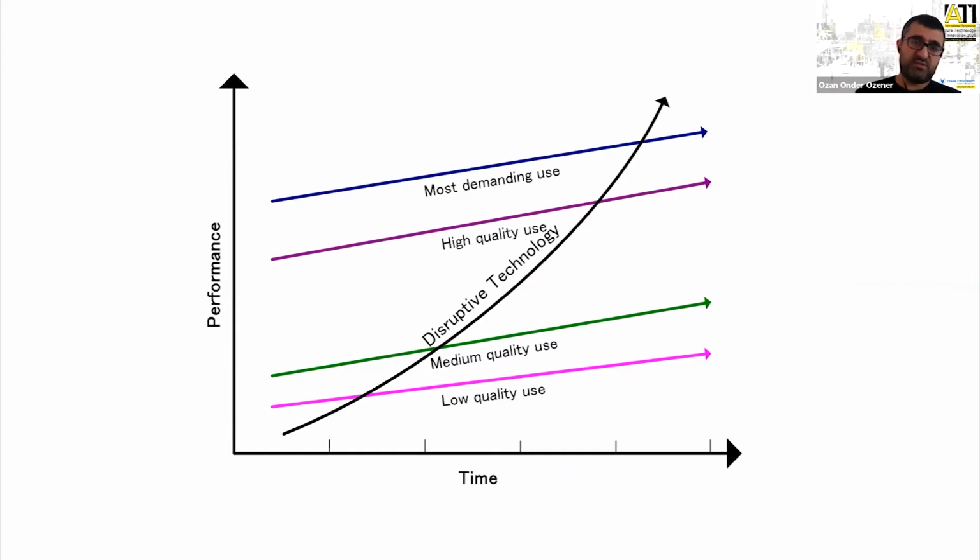And if you look at this one, if you use disruptive technology in low quality use or medium quality use, it doesn't mean anything. But if you use it for different levels, for high quality or most demanding uses, it can show you better performance. And in time, it evolves into something else, and the sustaining technologies become just out of market.